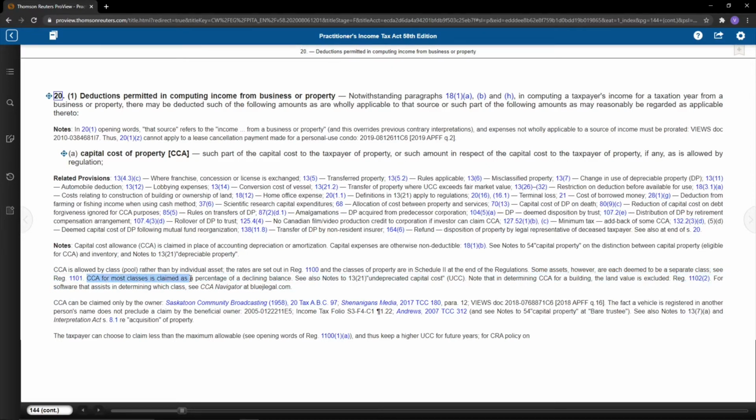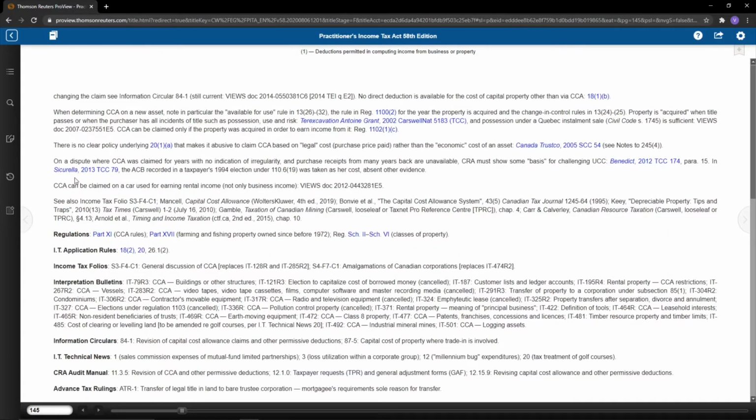CCA for most classes is claimed as a percentage of a declining balance. Depending on your version of the Income Tax Act, you might have to flip the page to confirm what regulation you need to go to, and you need to go to Part 11 where you'll find the CCA rules. You'll also have to refer to certain schedules in the regulation, specifically Schedule 2. So that's 20(1)(a) in a nutshell. It basically says you're allowed to deduct something, and it's called the capital cost allowance. The amount you're allowed to deduct has to be done according to regulation. So let's go to the regulation now.